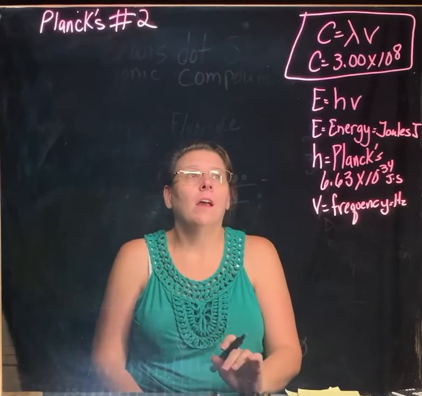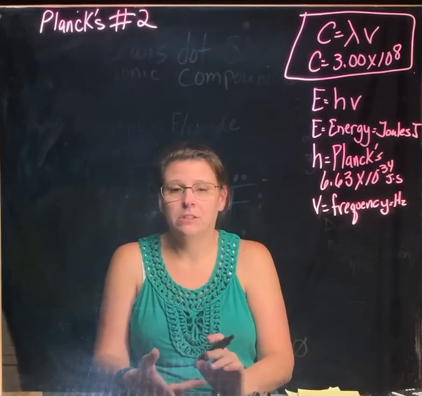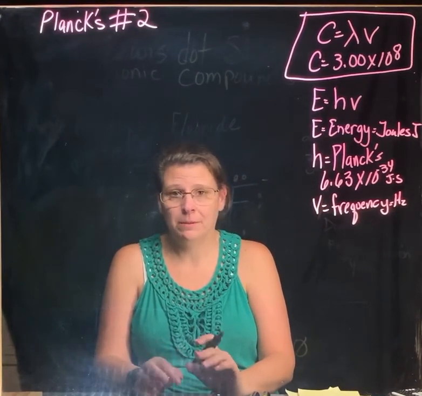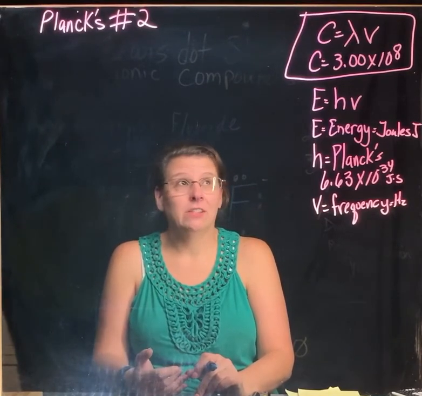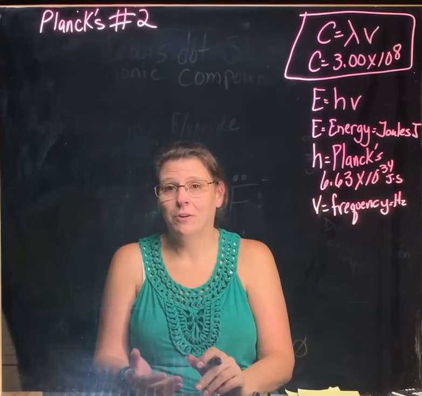Earlier, in the last video, we talked about how to calculate the speed of light, which is the wavelength times the frequency. We learned how to manipulate it and what the units were. We know that the speed of light is 3.00 times 10 to the 8. Now we're going to take it a step further.